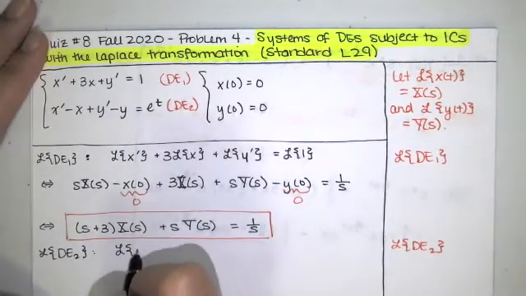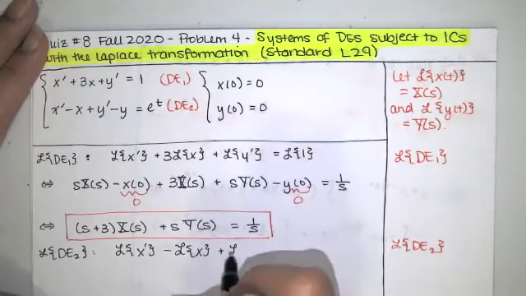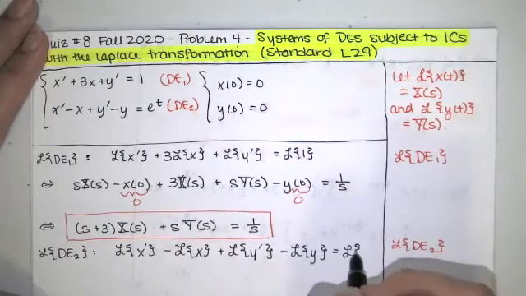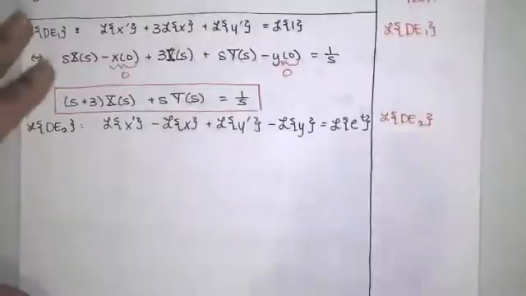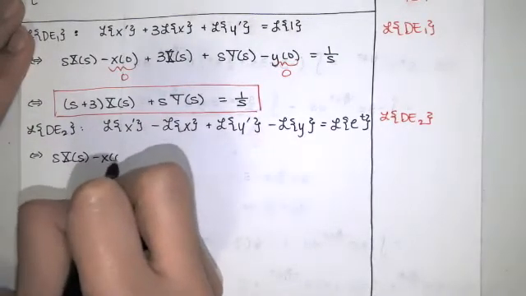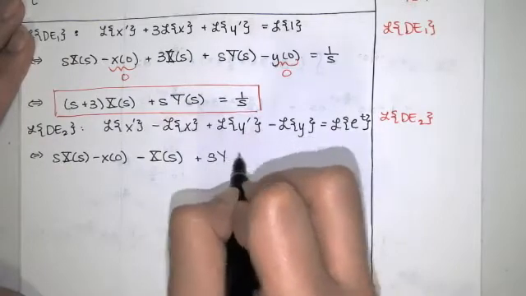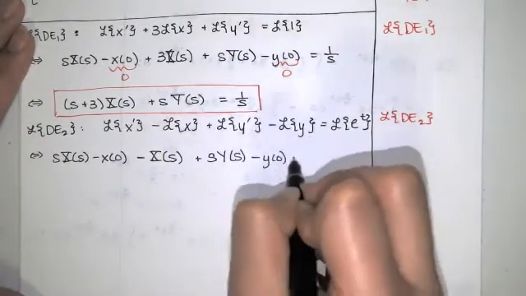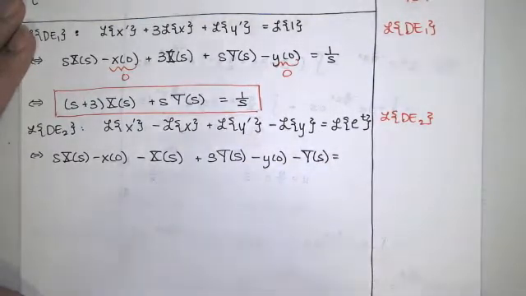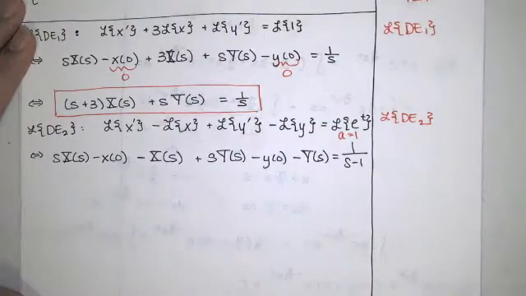The Laplace transform of the left-hand side is the Laplace transform of x prime minus the Laplace transform of x plus the Laplace transform of y prime minus the Laplace transform of y, and that equals the Laplace transform of e to the t. Okay, that's s times big X of s minus little x at 0 minus big X of s plus the Laplace transform of y prime. So that's s times Y of s minus little y at 0 minus big Y of s equals the Laplace transform of e to the at, where a is equal to 1, and that's 1 over s minus a. So that's 1 over s minus 1 in this case.